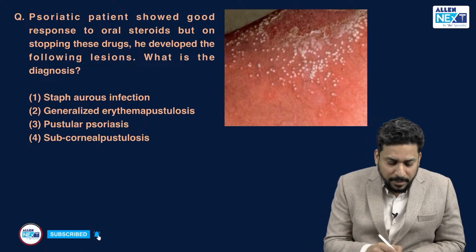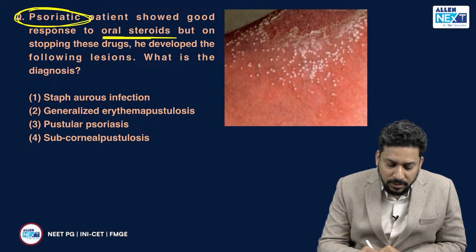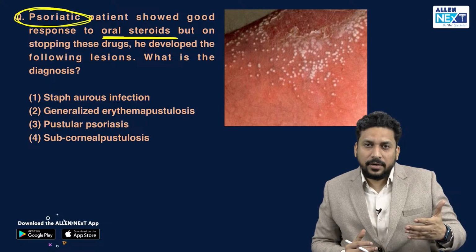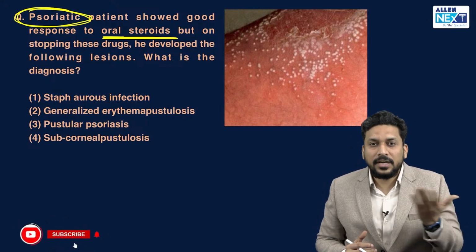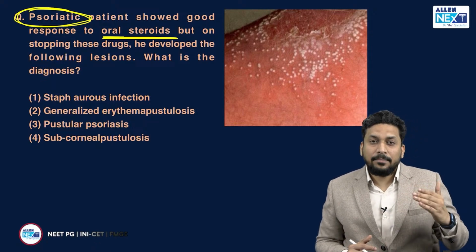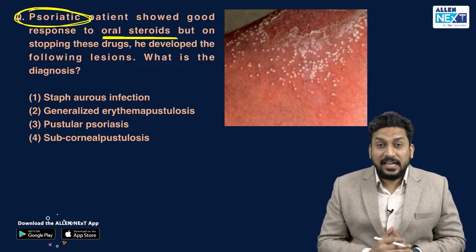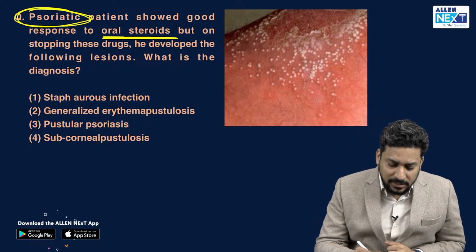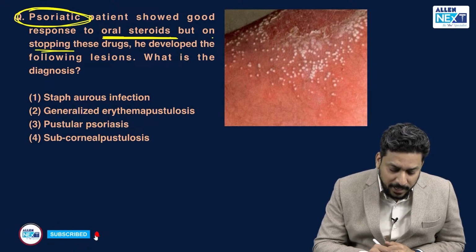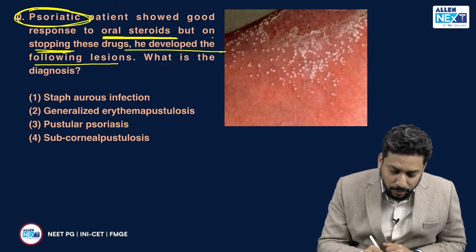Psoriatic patient. So patient is suffering from psoriasis. Shows good response to oral steroids because psoriasis is an inflammatory condition. So if you give oral steroids, the patient responds, but generally we don't use oral steroids in the treatment of psoriasis. Why? Because there can be a rebound phenomena, that is when you taper off the steroids, the psoriasis can aggravate. And that is what has happened in this case, that it has responded well to oral steroids, but on stopping, as soon as you have withdrawn the steroids, he started developing following lesions.